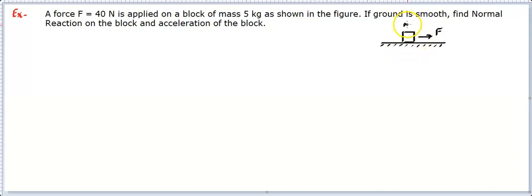It says there is a mass block, whose mass is given as 5 kg, and a force of 40 Newton is being applied, and this surface is smooth. A smooth surface means there's going to be no friction acting, and friction we will be dealing with later on. So this is the situation. We have been asked about two things: normal reaction on the block and the acceleration of the block. So everything we need to talk about is about the block.